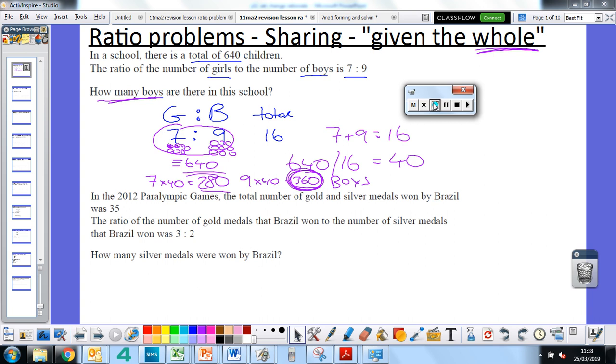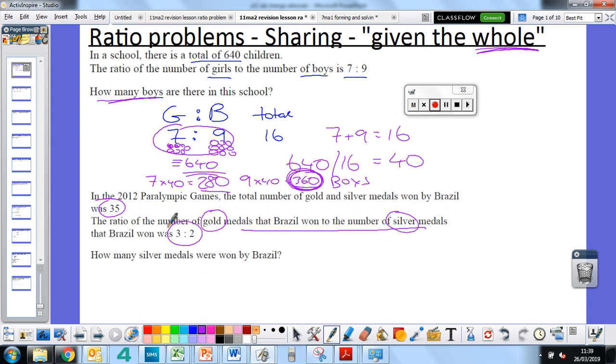Okay, welcome back. If you've had a go at this question, let's look at a model solution to it. It's talking about the Paralympic Games, and it tells you the total number of gold and silver medals was 35. It tells you that the gold to silver is 3 to 2. So let's get these letters the right way. Gold to silver is the order of the letters. The order of the numbers is 3 to 2. And what they're telling us is the total is 35.